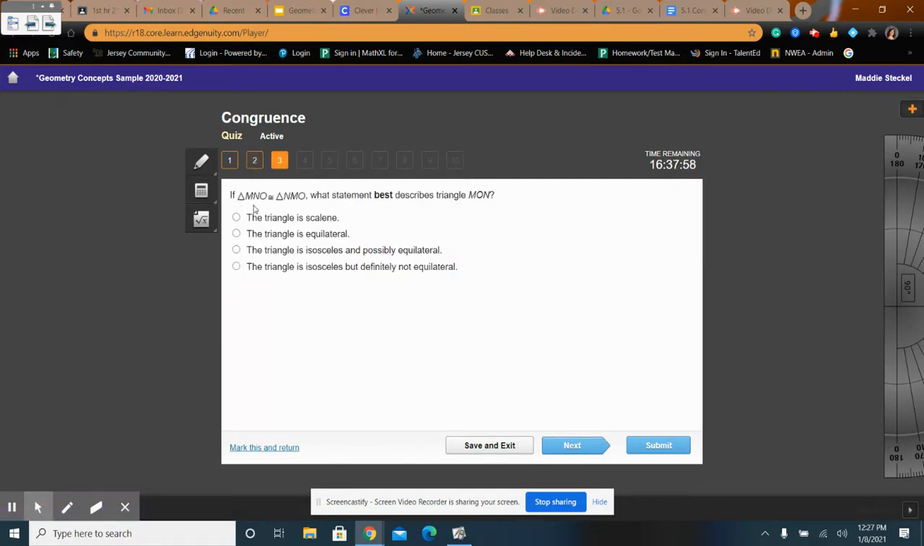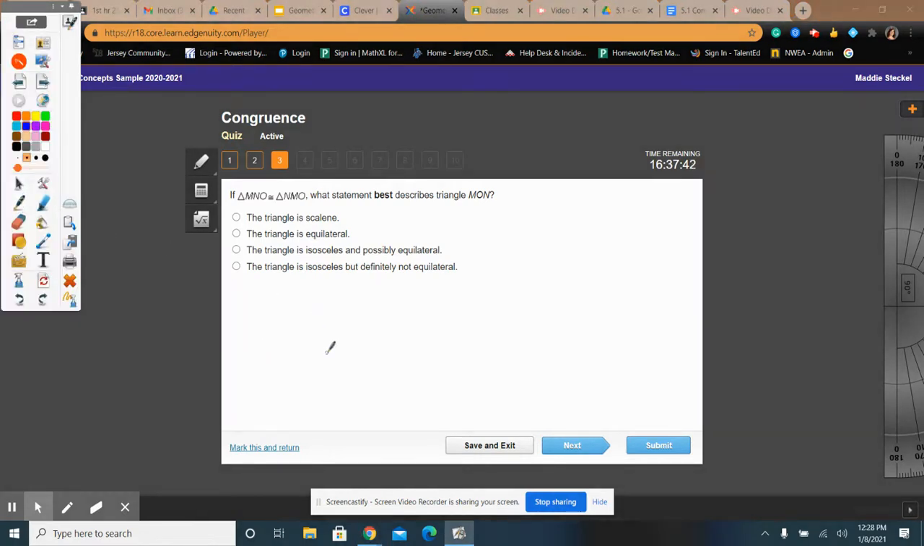If triangle MNO is congruent to NMO, which statement best describes triangle MON? That is tricky. Well, let's take a look here and see what we can do. That one makes me laugh a little bit. I think that's really hard.